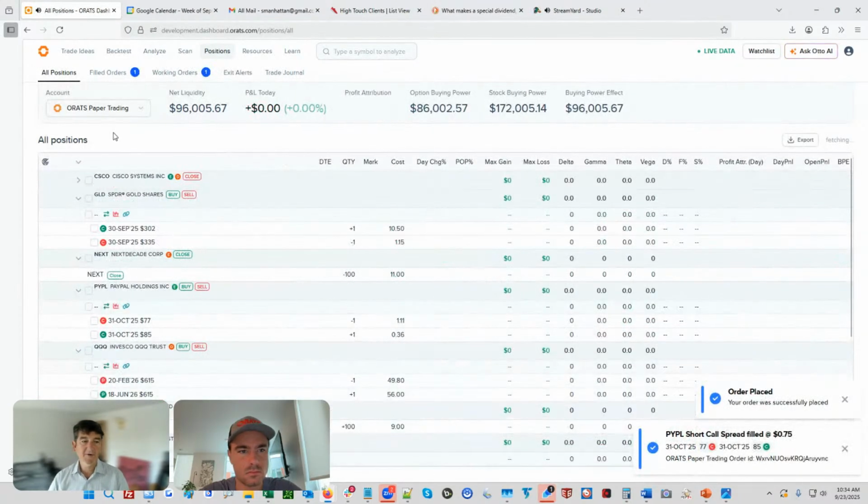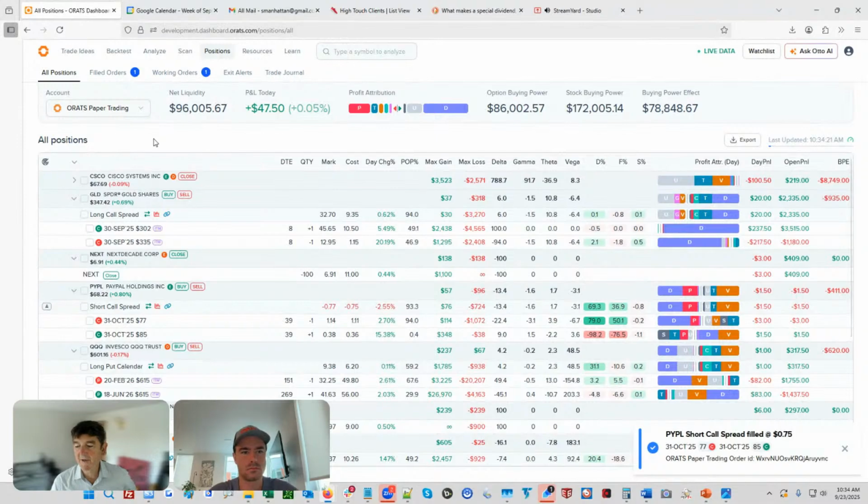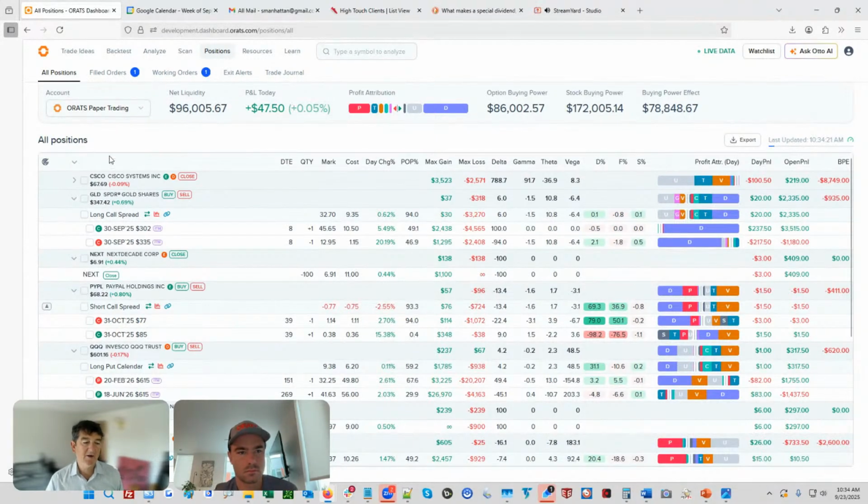And then so we got filled, and so we'll get alerted a couple days before earnings. You could also get alerted if it's at a certain profit. So it's a very nice system, Tyler. Awesome job. Good PayPal trade.